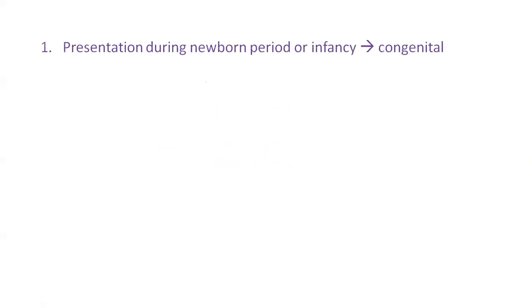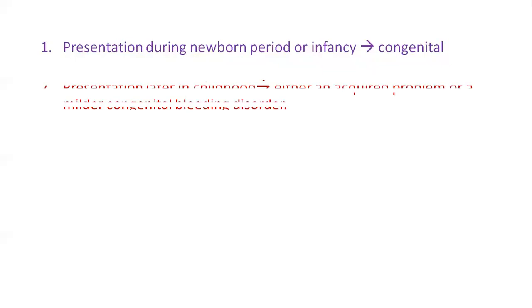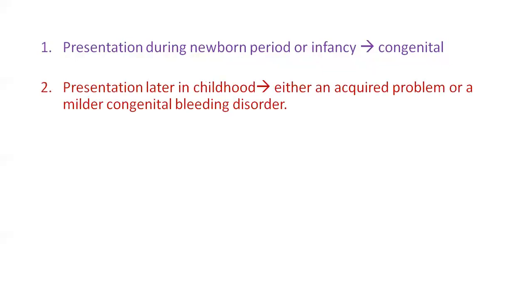So mainly if the presentation is in the newborn period and infancy, most likely it's congenital. I cannot rule out acquired also. Like neonatal cholestasis can be an acquired cause which is causing the bleeding. So most likely if presentation is in the newborn period and infancy, it's mostly congenital. And presentation later in childhood is most likely an acquired problem, but a minor congenital bleeding disorder cannot be ruled out.